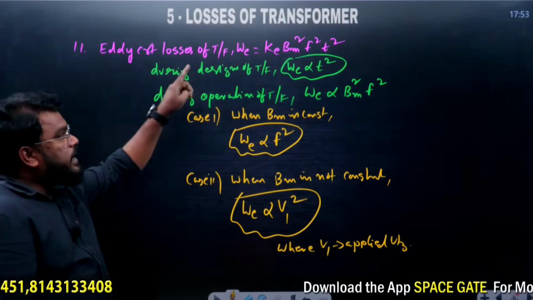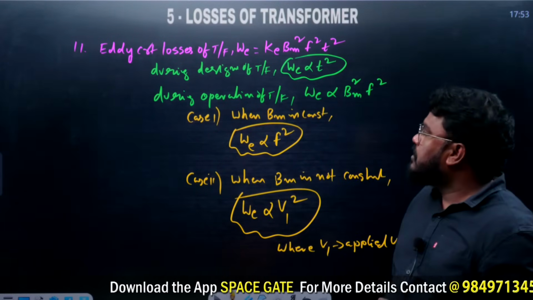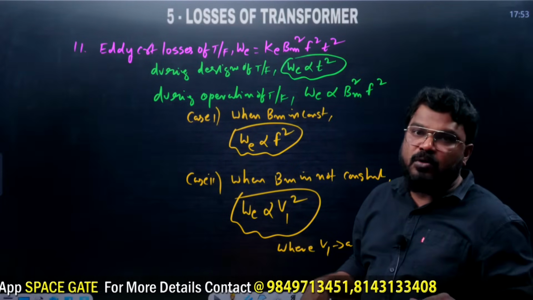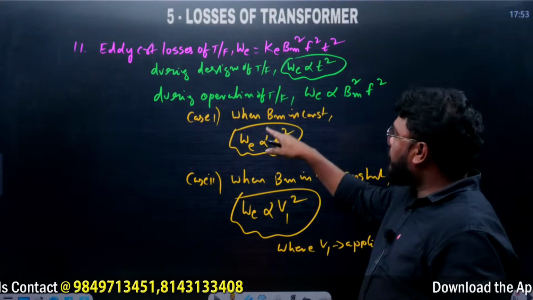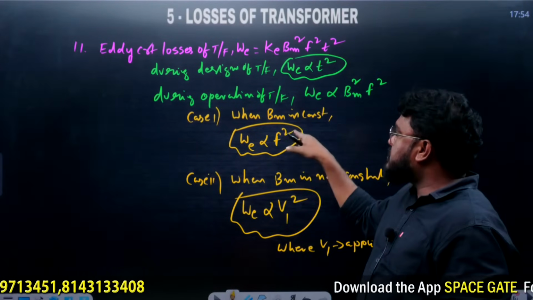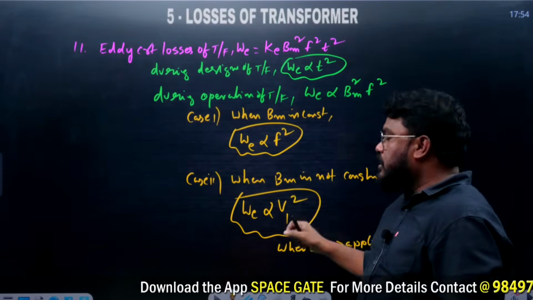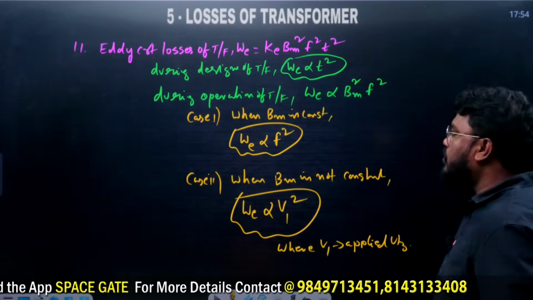During the designing, eddy current loss is directly proportional to the square of the thickness of lamination. During operation of the transformer, eddy current losses are directly proportional to the product of flux density square and frequency square. When B maximum is constant, eddy current loss is directly proportional to the square of the frequency. When B maximum is not constant, eddy current loss is directly proportional to the square of applied voltage.